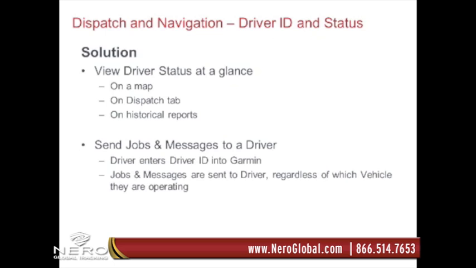The second part is driver ID, and this allows you as a dispatcher to send jobs and messages to a driver. What I mean by that is before, you were able to send jobs to a vehicle, and that really worked well when it was one driver for one vehicle. No matter which vehicle a driver gets into, as long as they key in their driver ID, they're going to be able to receive their own specific jobs and messages, regardless of which vehicle they're operating.